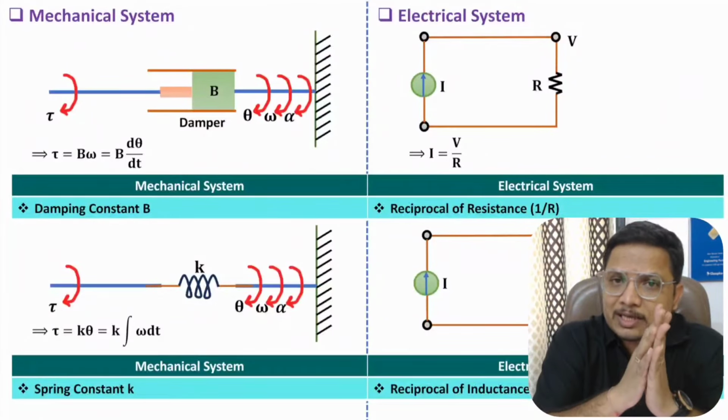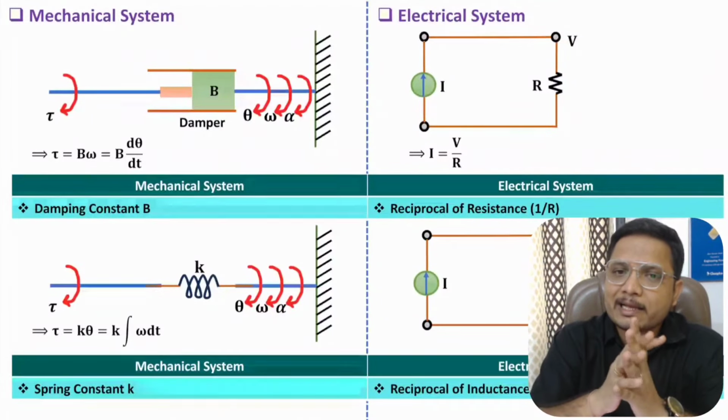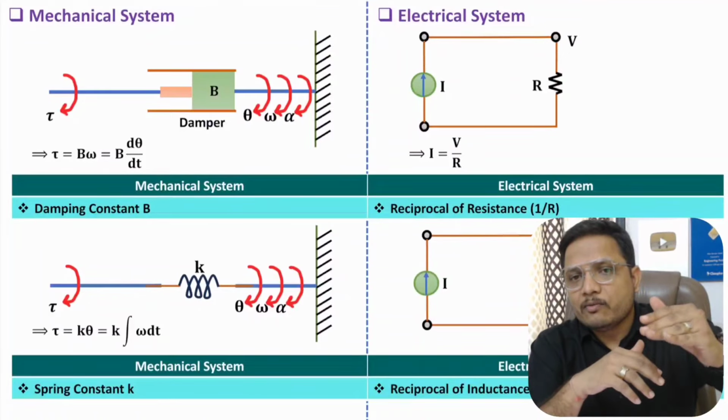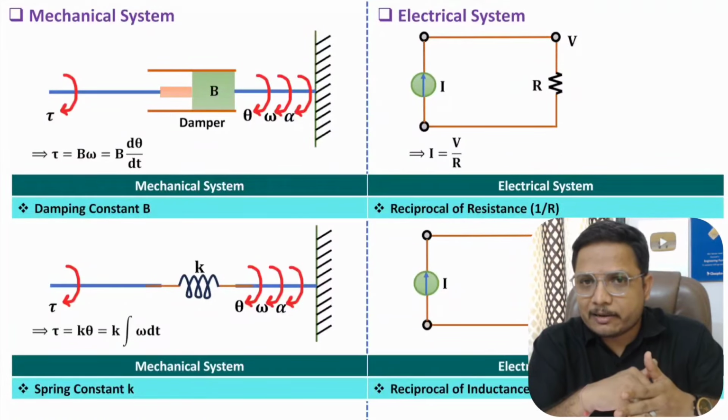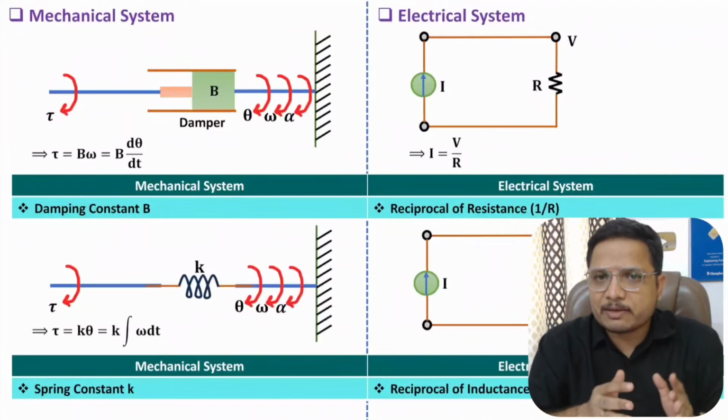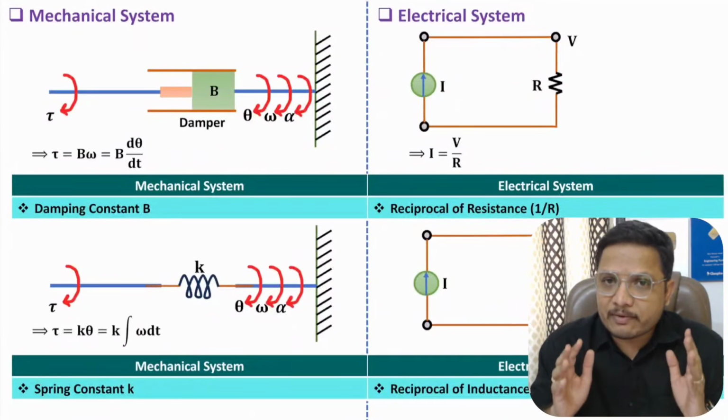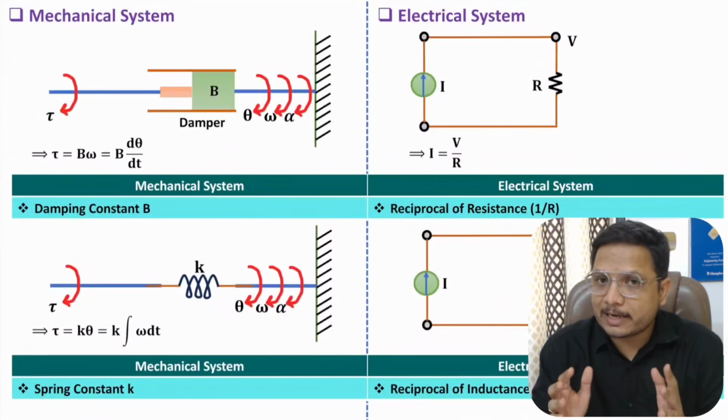So if you know this analogy, then you can directly understand force current analogy and torque current analogy, right? You don't even need to remember equations. I hope now you have a fair enough idea about how to understand torque current analogy.